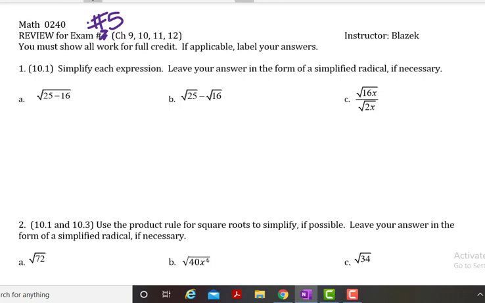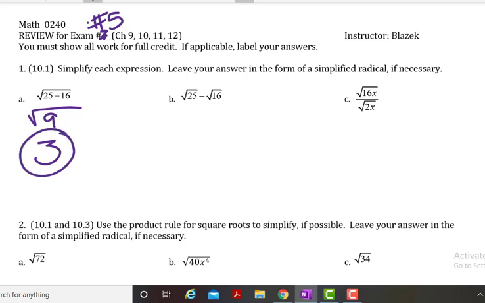Question 1A. Well, we are supposed to simplify each expression and then leave our answer in the simplified radical form. Do not bring these to the decimal representation. So the first one, A, is the square root of the quantity 25 minus 16. Since the expression 25 minus 16 is under the same radical square root sign, we will first simplify what is underneath the radical. And we end up with the square root of 9. 25 minus 16 is 9. Then the square root of 9 will be the principal square root, or just 3.